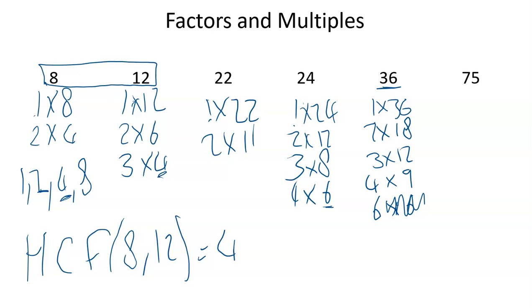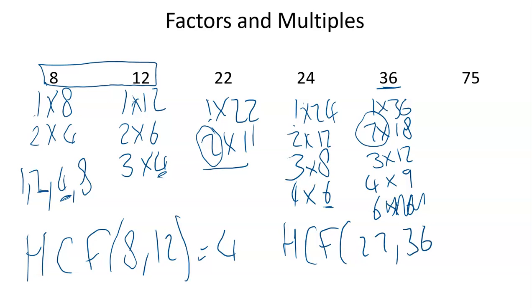Okay, what about 22 and 36? Well, 1 is in both, 2 is in both, but 11 doesn't come into here, nor does 22. So actually the highest common factor for 22 and 36 is 2. And if they're co-prime, that means that they don't share any factors other than 1, of course. Then 1 can be the highest common factor if they're completely unrelated and don't share any factors. That's absolutely fine.